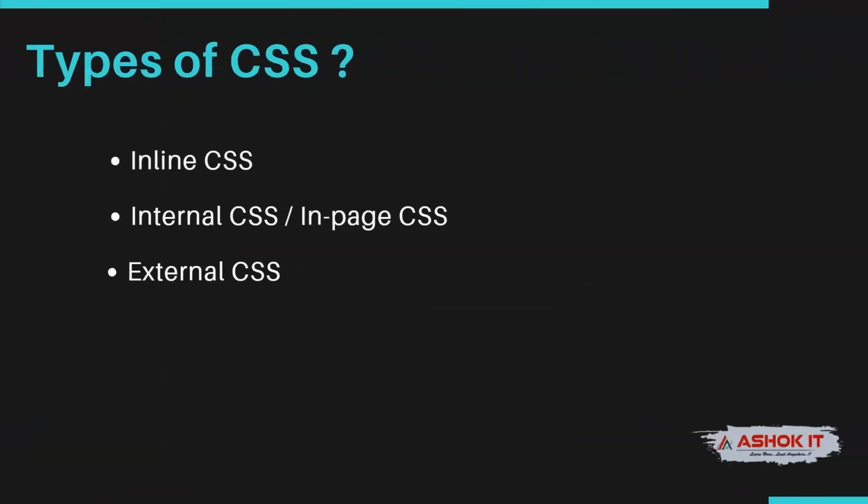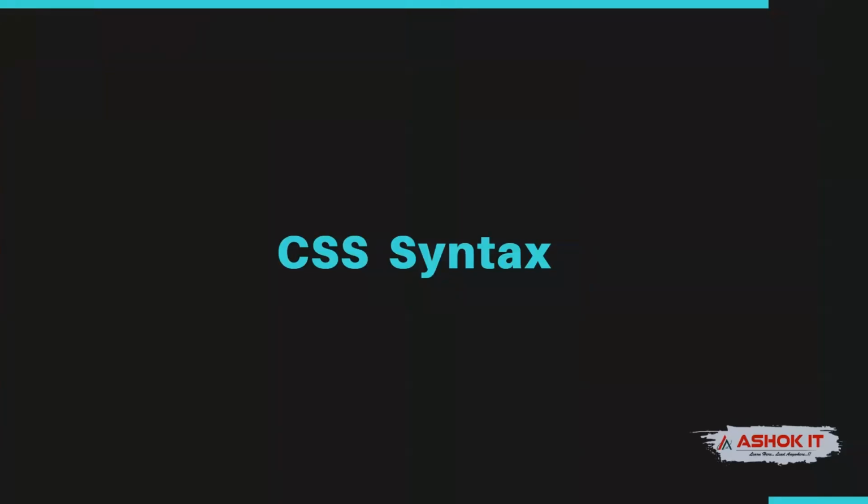Now, let us see what are the types of CSS available. We can also say it as different ways of writing CSS, which is inline CSS. And the second method is internal CSS or in-page CSS. And the third one is external CSS. Now, let us move on to the very first concept, which is CSS syntax.